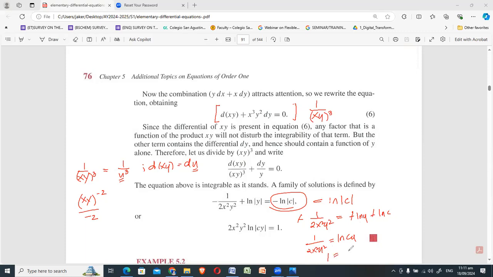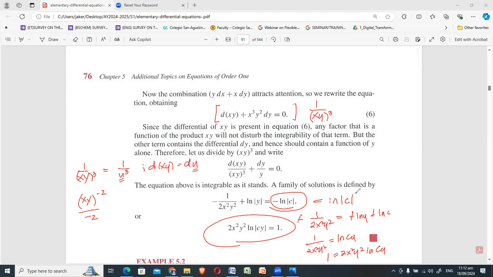So 1 equals 2x squared y squared ln of cy is the thing that you see. But still, you can have it answered this way. You can have it just simply as positive ln c. Now, I give you some time to process, or if you have any questions, you may ask now.